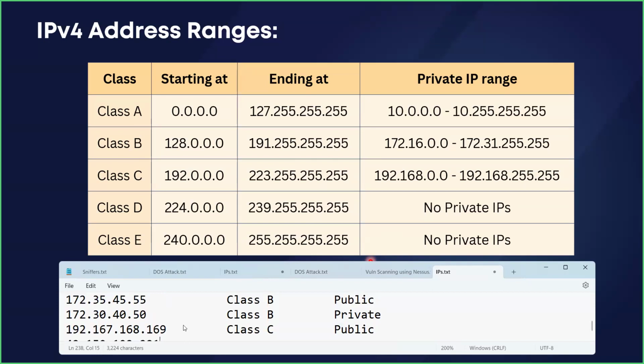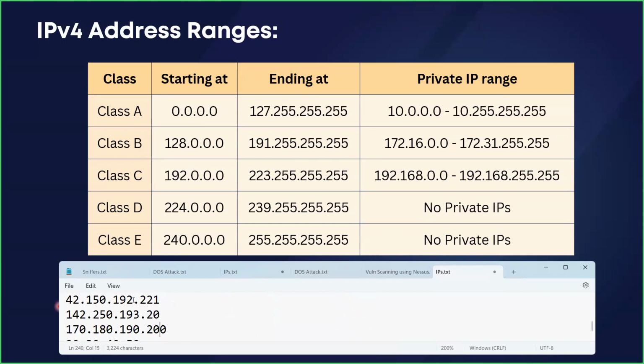Okay. Moving on, next one. 42.150.192.41. Which class and public or private? Class A, public. Class A, perfect. Public or private? Public, sir. Public, correct answer.